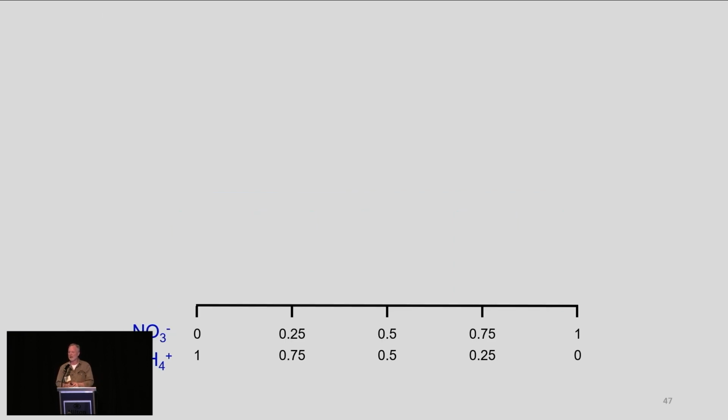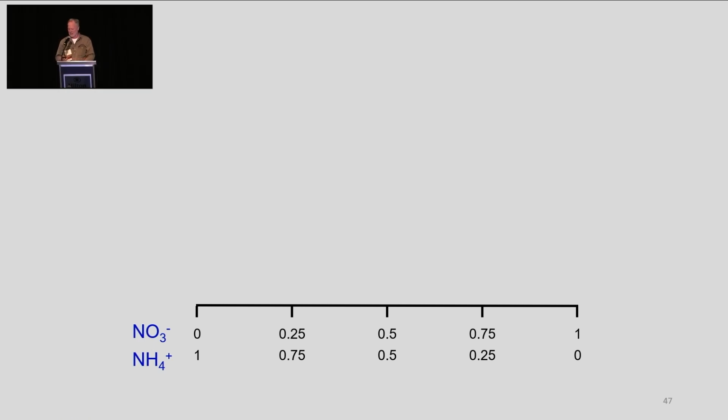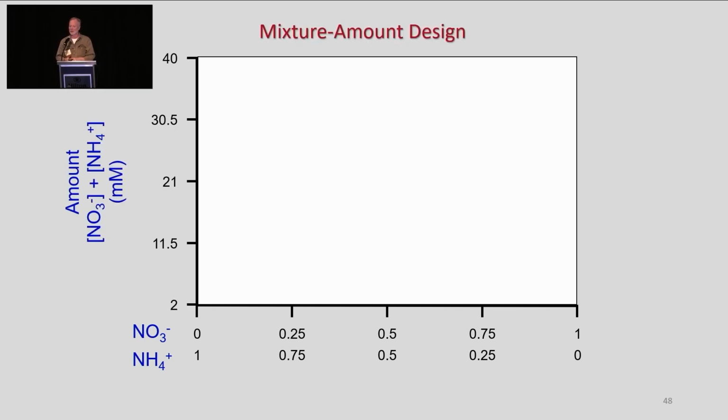Now let's talk about how we bring in amount. Remember the rule: we're bringing in amount, it's a factor. We add a factor, that means we're adding a dimension. So we have to add a dimension. So let's add it. There it is. So we have amount, which is the total millimole of ammonium plus nitrate, and then along the bottom axis is our mixture component. And the design space is a plane. But what we've done is we've separated the effects of proportion from the effects of amount.